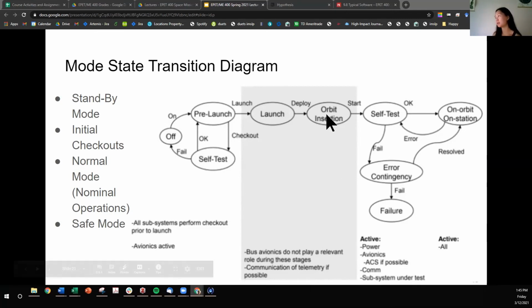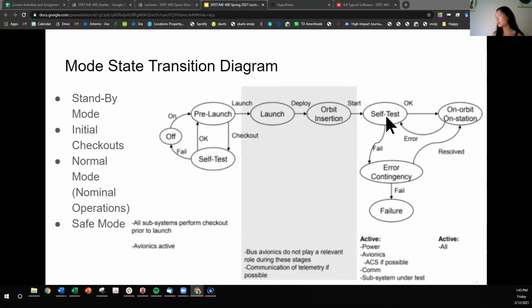But after orbit insertion, 30 minutes after, we turn our computer on and we turn RF, any kind of RF transmission and receiving, that can also go on. And we can initiate a self-test. That self-test can be encoded in the flight software in some kind of intelligence of automating, turning things on, measuring if they draw the right current, and then doing that sequentially across all of your different components.